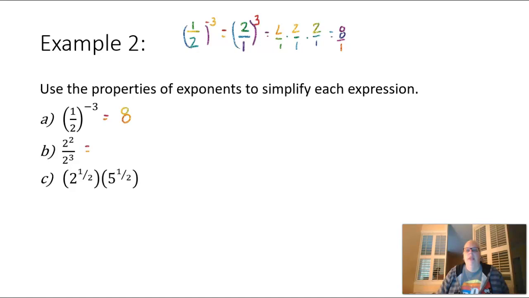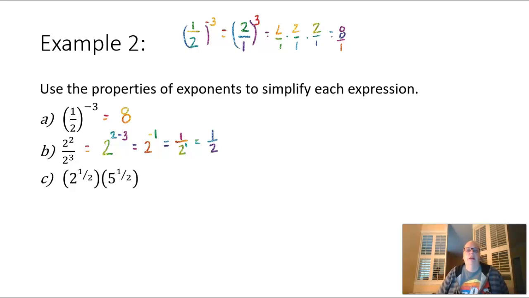In part B, I'm dividing. I have the same base here. This is where I'm going to subtract the exponents. So we have 2 to the power of 2 minus 3. This is going to give me 2 to the power of negative 1. There's that negative exponent. So we're going to take the reciprocal of the base. The base is 2 and the reciprocal is 1/2. And then we're going to make that a positive power on there. Which, since it's a 1, we really don't have to write it in there.